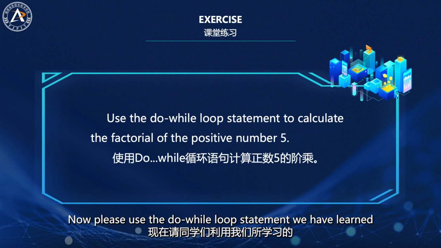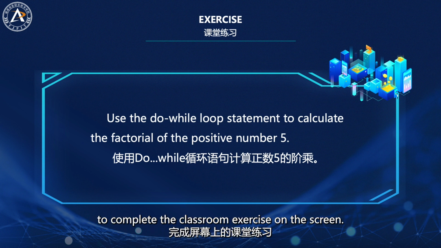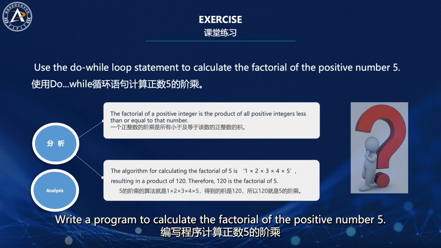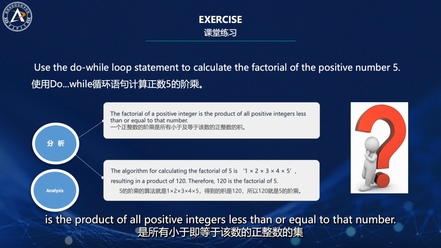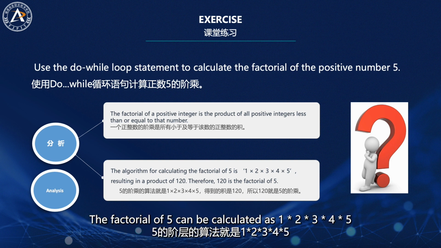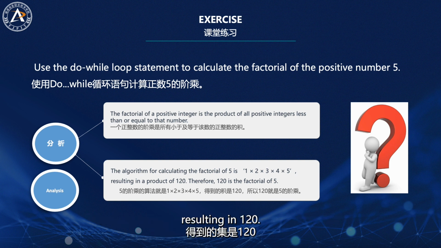Now, please use the do-while loop statement we have learned to complete the classroom exercise on the screen: write a program to calculate the factorial of the positive number 5. After analysis, we know that the factorial of a positive integer is the product of all positive integers less than or equal to that number. The factorial of 5 can be calculated as 1 * 2 * 3 * 4 * 5, resulting in 120. 120 is the factorial of 5.